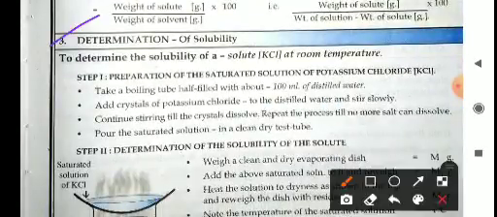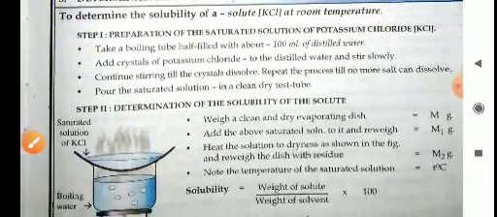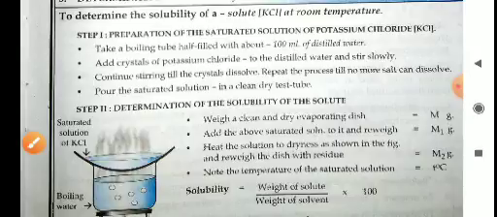Determination of solubility. To determine the solubility of a solute, KCl, at room temperature, step 1 is the preparation of a saturated solution of potassium chloride, KCl. Take a boiling tube, half fill it with about 100 ml of distilled water, add a few crystals of potassium chloride to the distilled water and stir slowly. Continue stirring till the crystals dissolve, and repeat the process till no more salt can be dissolved. Pour the saturated solution into a clean and dry test tube.